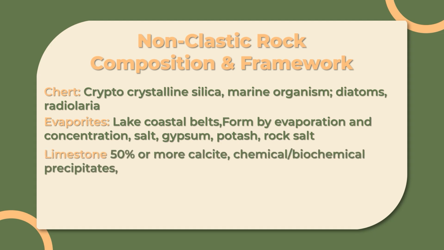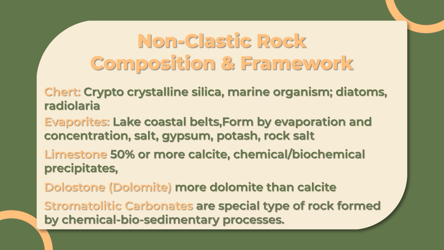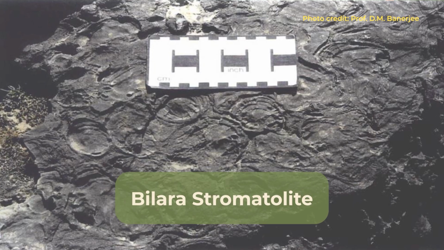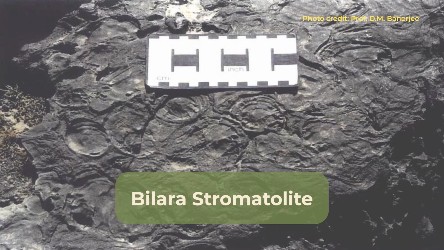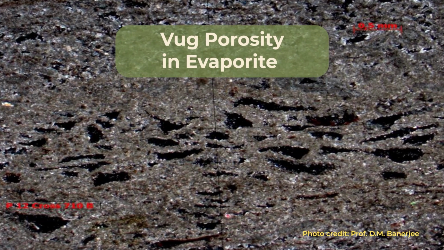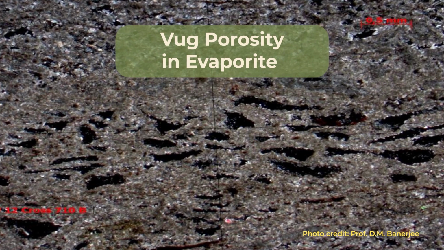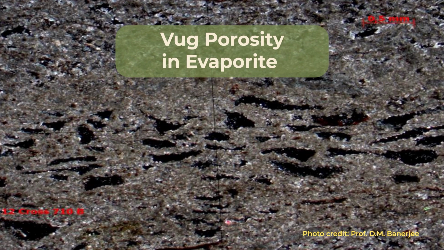Limestone, 50% or more calcite. Dolostone, more dolomite than calcite. And then stromatolitic carbonates are a special type of rocks formed by chemical, biochemical, biosedimentary processes. One example here is the Bilara stromatolite, and this is another stromatolite from Jodhpur area. All these rocks are dolomite, and you can see the top surface of this stromatolite. There is a porosity developed in evaporite. In evaporite rock like salt-related material or potash, you have got vugs in between, through which the percolating solution moves around.